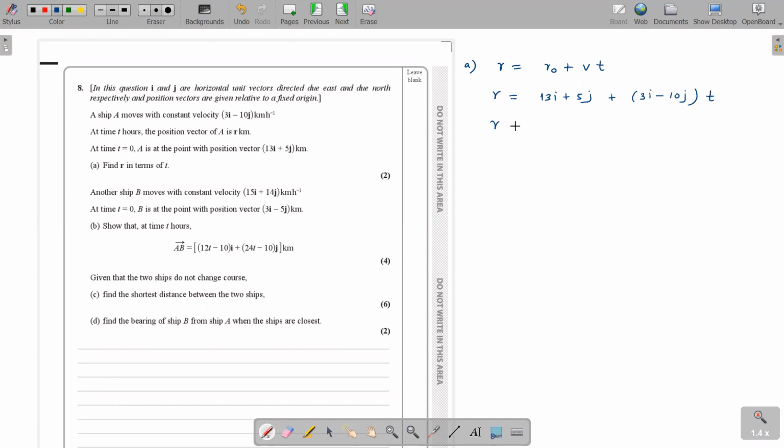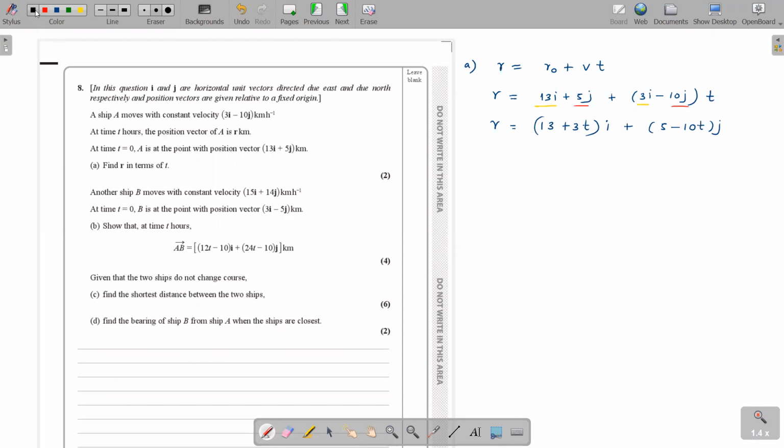Can you all multiply? And I prefer if you could separate your i and j terms. Okay, because it's easy if you separate for the next part. So 13 plus 3t, if I write directly, can you understand? I take 13 and 3t i and take the j one also. Okay, so 13 plus 3t i and the next one plus 5 minus 10t times j. Okay, so I take these two together. Is this okay?